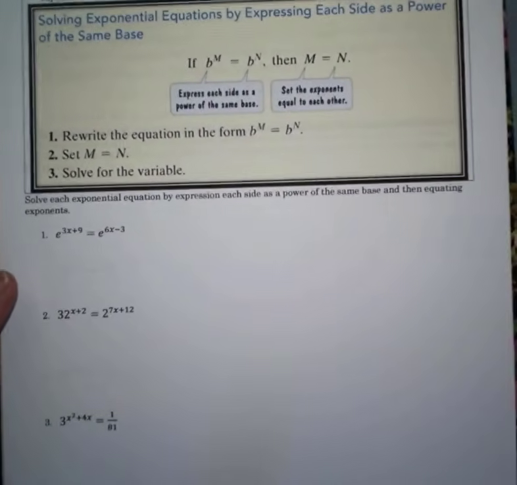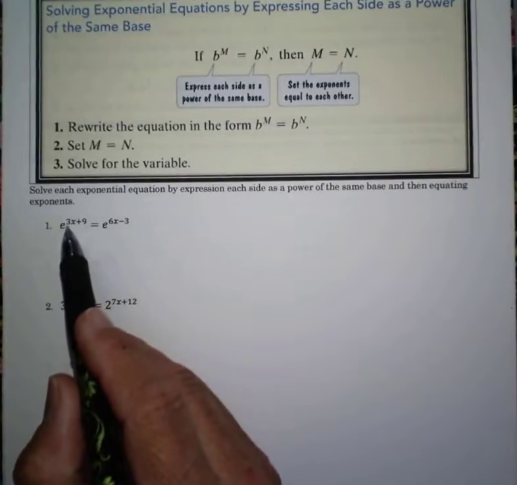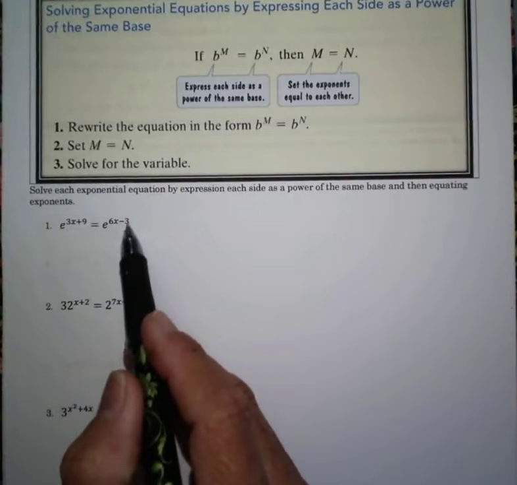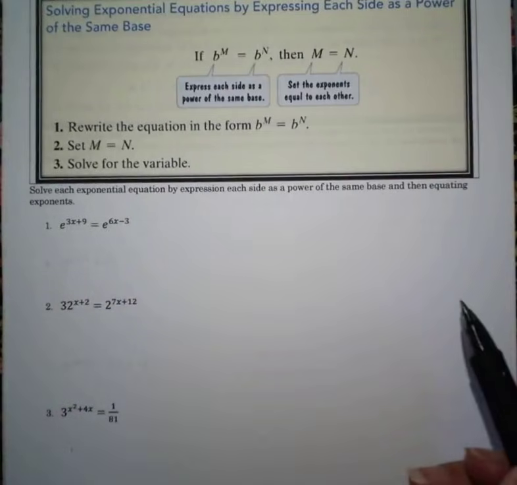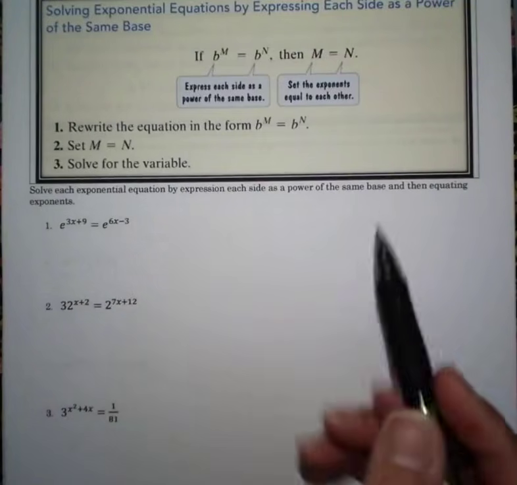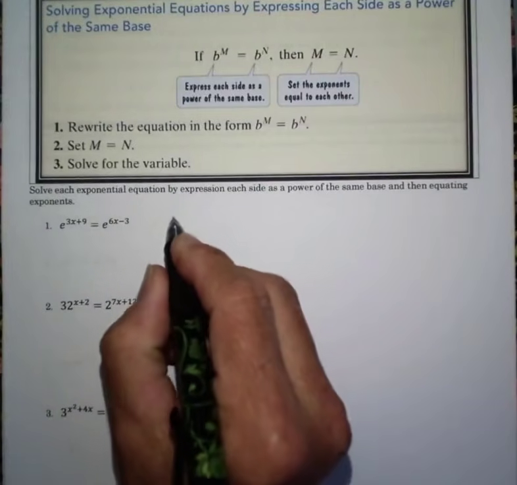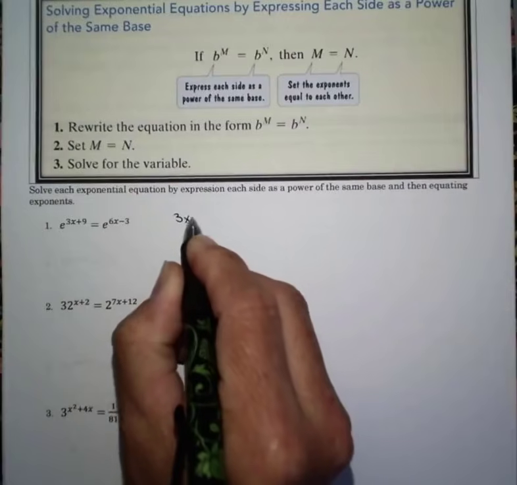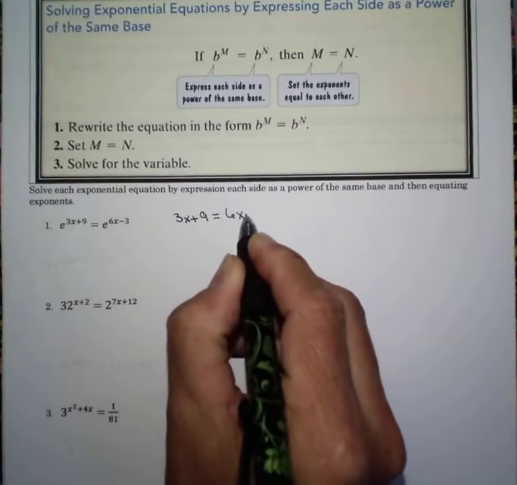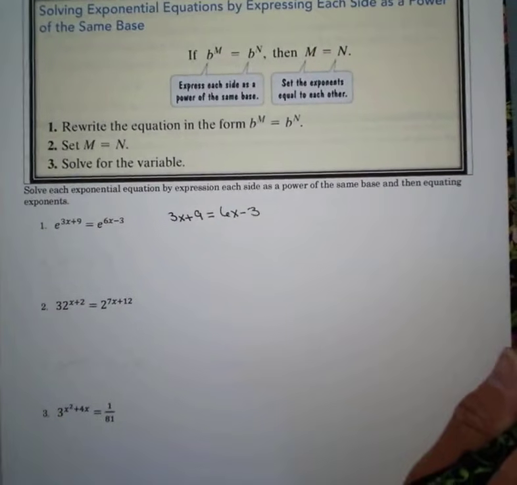So let's take a look at this first example, which says e to the power of 3x plus 9 is equal to e to the power of 6x minus 3. What you notice first is that it's an exponential equation, and the bases are the same. This one's an easy one. All we have to do is take the exponents and set them equal to each other. There's only one unknown, x, so we now solve for x.